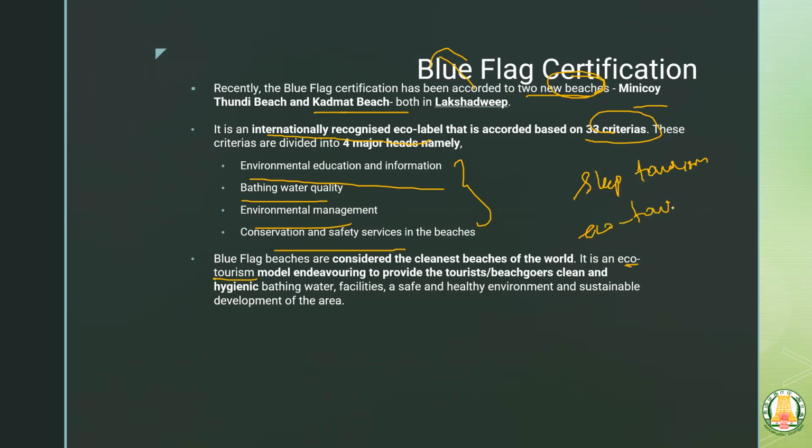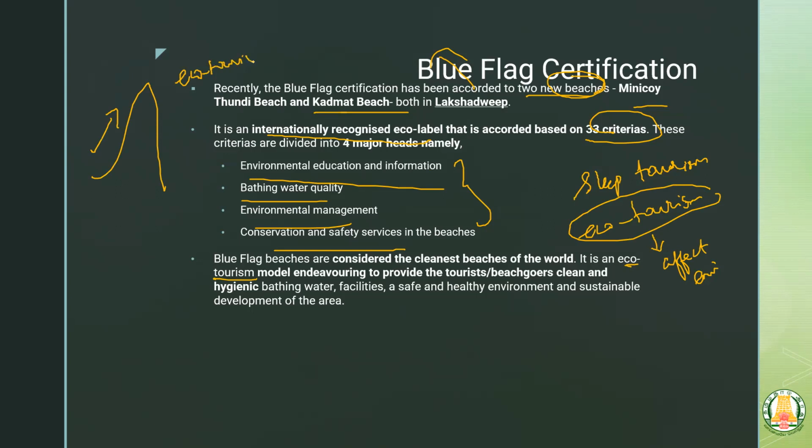What is this eco-tourism? Eco-tourism is where you do not affect the environment, or you create less disturbance in the environment. So say for example, I am going to the Himalayas. If this Himalayan tourism is called eco-tourism, then I will not affect the environment at all. I will be living in a normal hut, not in resorts. So this will be eco-friendly, and that is called eco-tourism. So these Blue Flag beaches will be promoting eco-tourism.